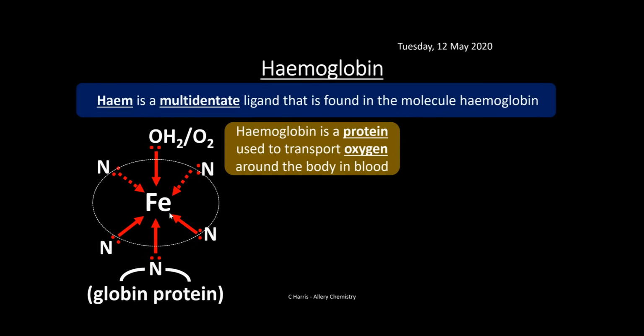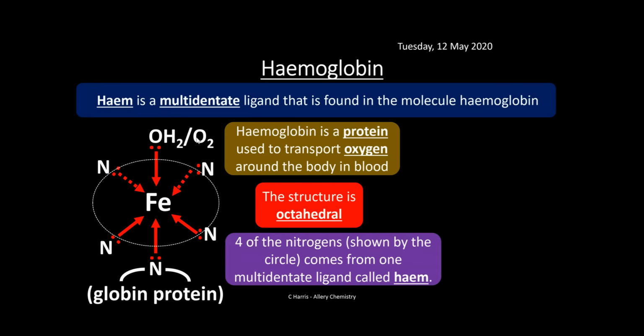Okay, so we've got our iron in the middle, as you can see there, and we've got globin protein here, and obviously our ligands at the top here. So you've got water and oxygen. I'll come on to that in a moment. The structure is octahedral, so you can see the structure there. So it's got 6 coordinate bonds around it.